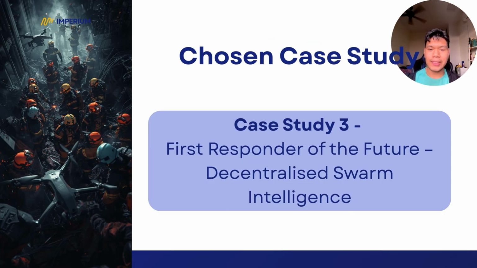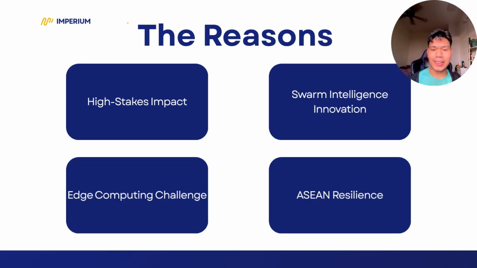So we have decided to choose case study 3, which is the first responder of the future, decentralized swarm intelligence. The reasons we chose this case study: the first one is that it will produce high-stake impact. The second one, swarm intelligence innovation. The third one, edge computing challenge. And the fourth one, agentic challenge. All of these reasons combined because we want to make our environment better and more convenient, and if there is a disaster, we will solve it efficiently.